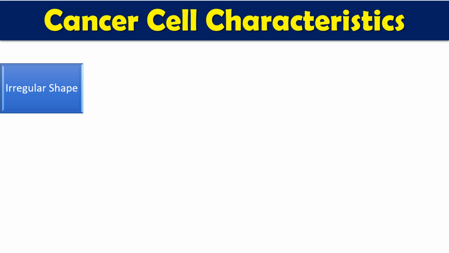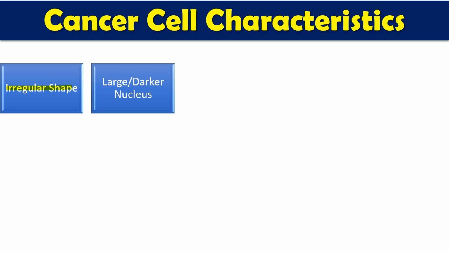Now we are going to see the characteristic features of cancer cells. Cancer cells have irregular shapes. Why do they have irregular shapes? Because the cytoskeleton of cancer cells is changed, and the cytoskeleton is normally responsible for the proper maintenance of cell shape. When the cytoskeleton is not regular, it becomes irregular, so obviously the cells have irregular shapes.